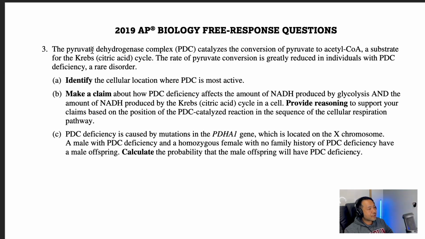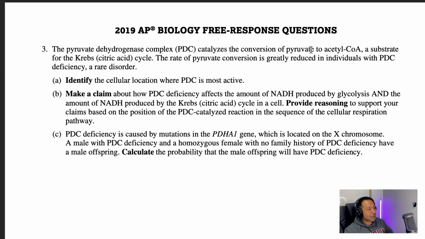It says the pyruvate dehydrogenase complex, or PDC, catalyzes the conversion of pyruvate into acetyl-CoA, a substrate for the Krebs cycle. The rate of pyruvate conversion is reduced in individuals with PDC deficiency, a rare disorder. Well, that all makes sense. Where is this from? This is from Unit 3, Energetics. Specifically, I think it's Chapter 9, where we're going to cell respiration.